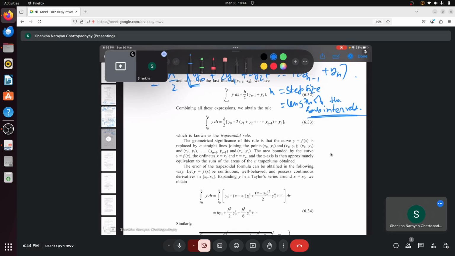Now the geometrical significance of this rule is that the curve y equal to f(x) is replaced by n straight lines joining the points (x0, y0) and (x1, y1), (x1, y1) and (x2, y2), up to (x(n minus 1), y(n minus 1)) and (xn, yn). The area bounded by the curve y equal to f(x), the ordinates x equal to x0 and x equal to xn, and the x-axis is then approximated by the sum of the areas of the n trapeziums obtained. So I will give you an example.